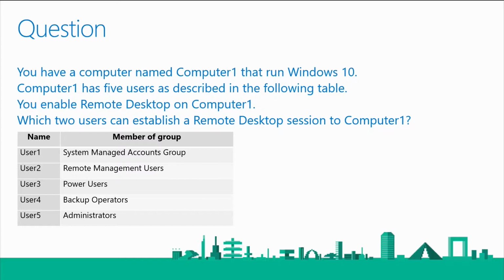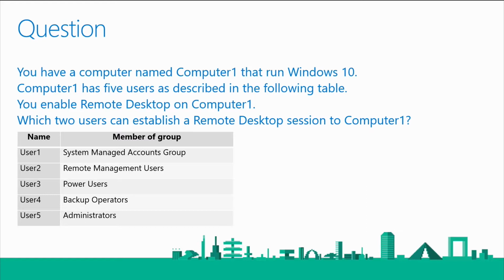So let's take a look at a question that's in that area, not an area we've talked about, but let's take a look. You have a computer called Computer 1 that runs Windows 10. Computer 1 has 5 users as described in the following table. You enable remote desktop on Computer 1. Which 2 users can establish a remote desktop connection to Computer 1?